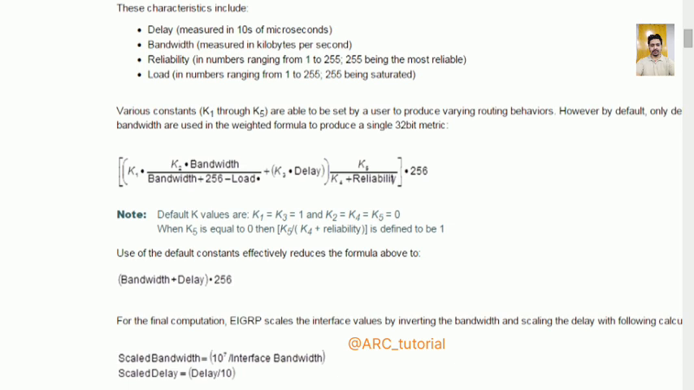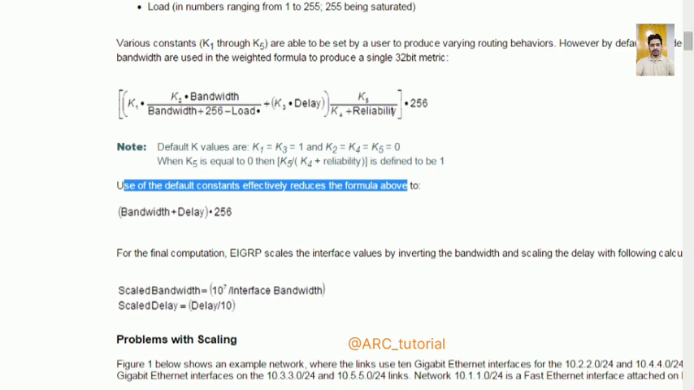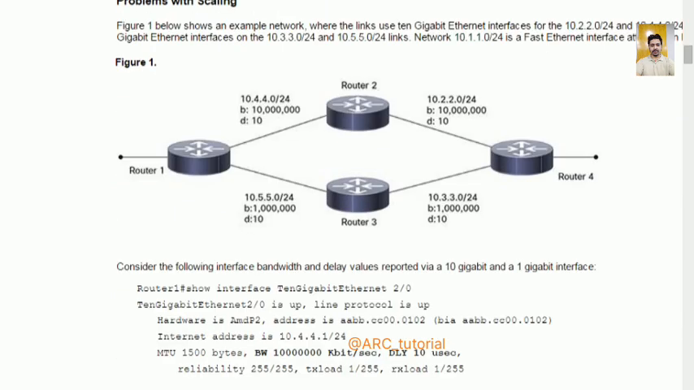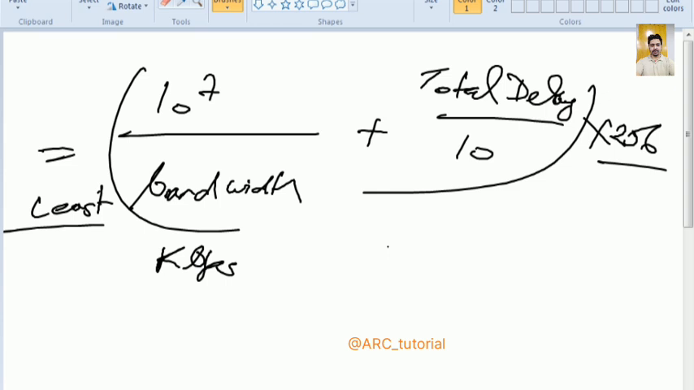So this is the formula. This is the smallest formula, the small formula to calculate its metric. Fine. This is all about the metric calculation in EIGRP.